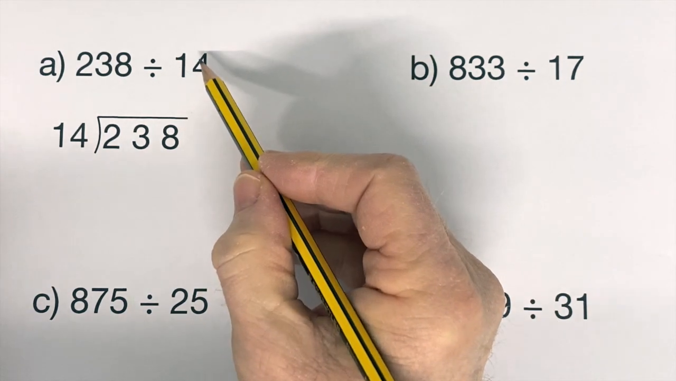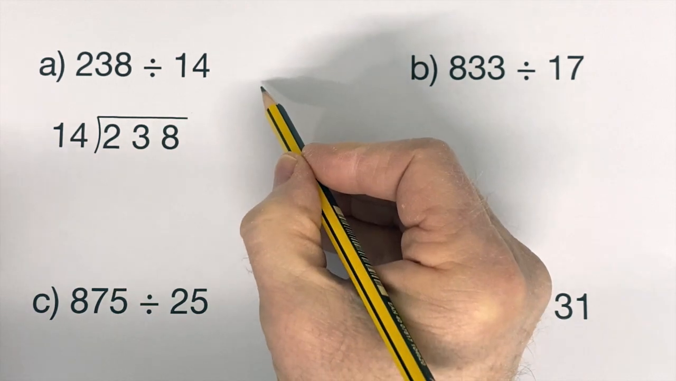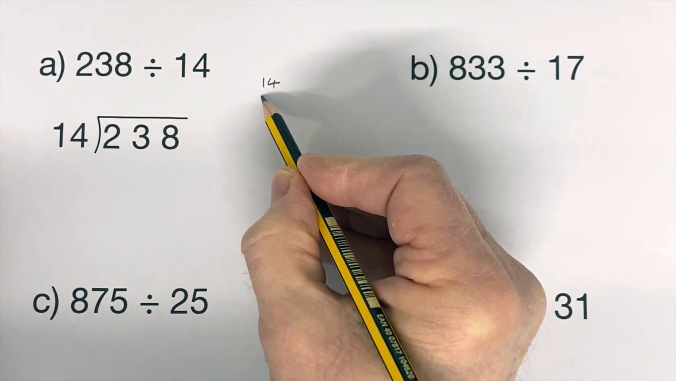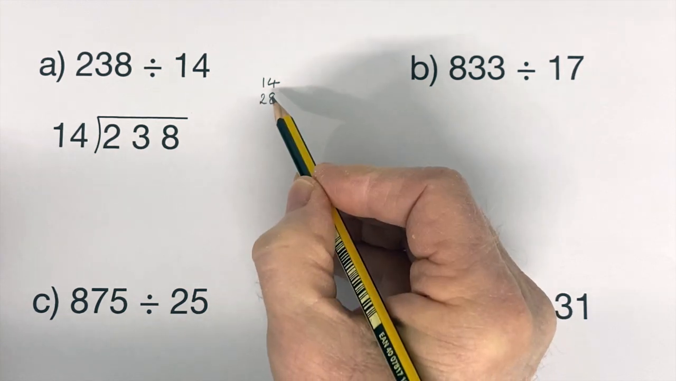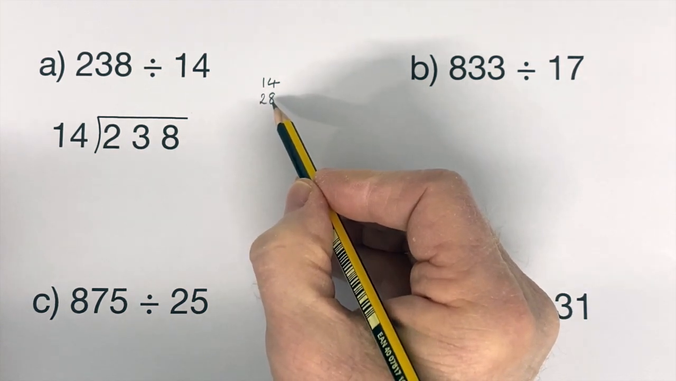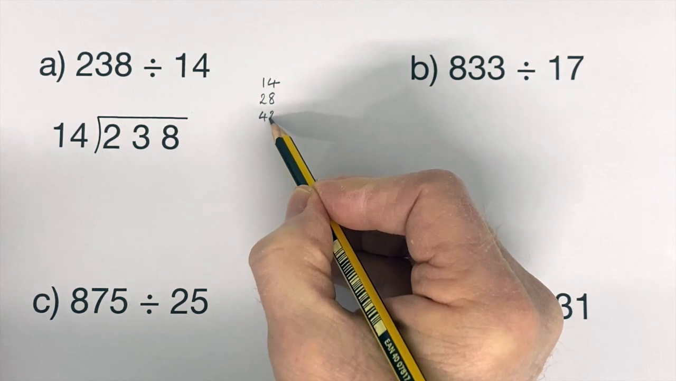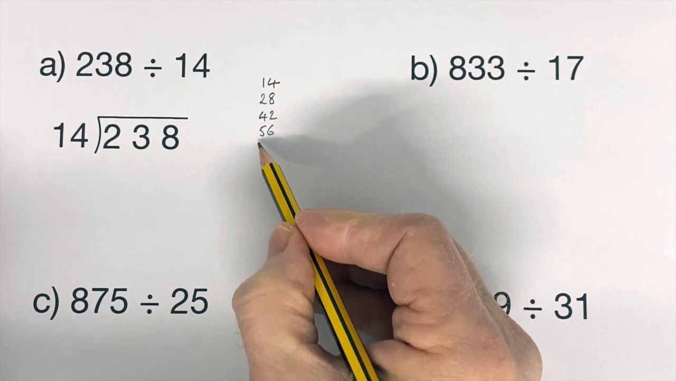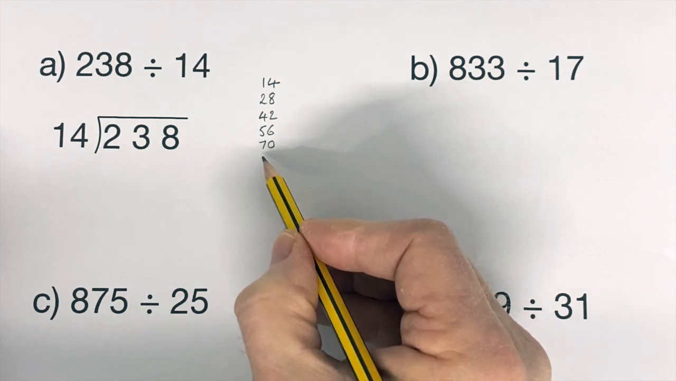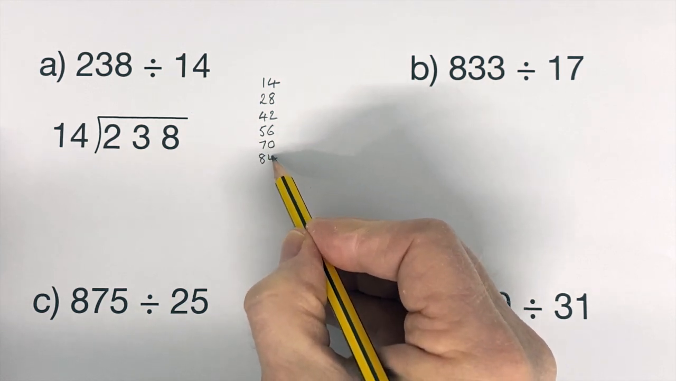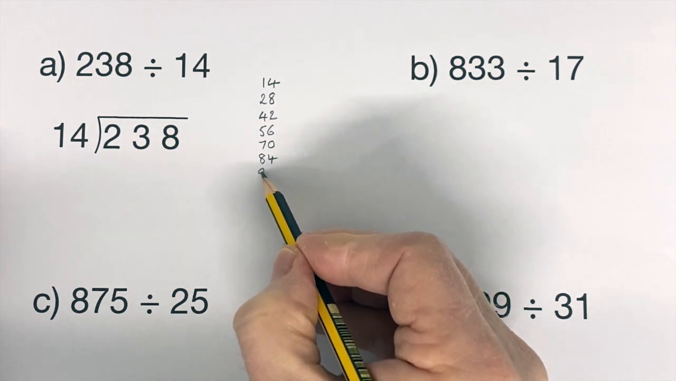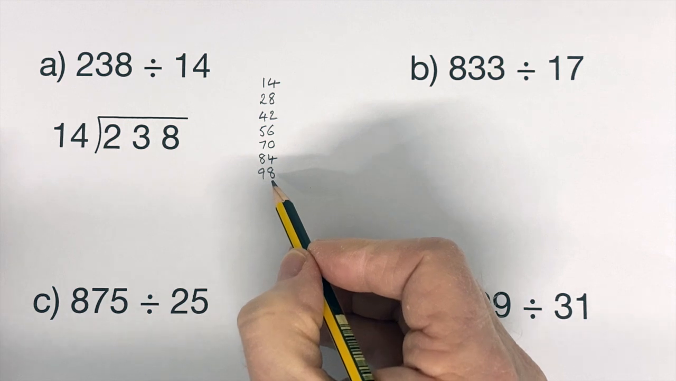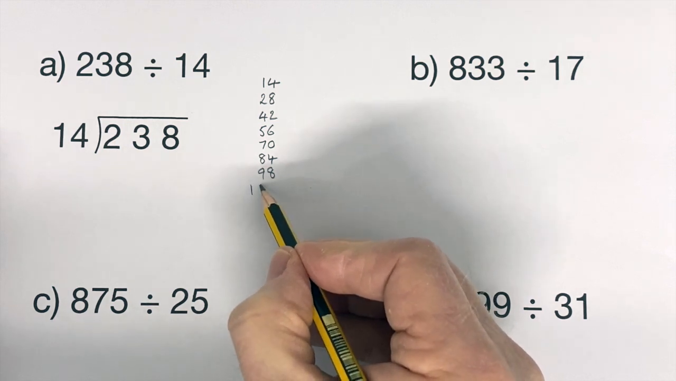Nobody's going to expect you to know your 14 times table, so what you might like to do is to jot down: 1 14 is 14, 2 14s must be 28, 3 14s, well, add 14 onto 28 and you'll find it's 42, 4 14s, add 14 on, it's 56, 5 14s are 70, 6 14s are 84, 7 14s, add another 14 on, so that's 98, 8 14s, got to add 14 to that, so that's 112.